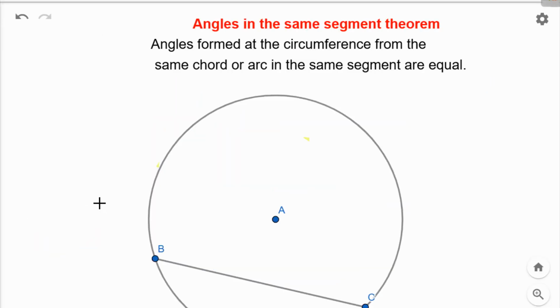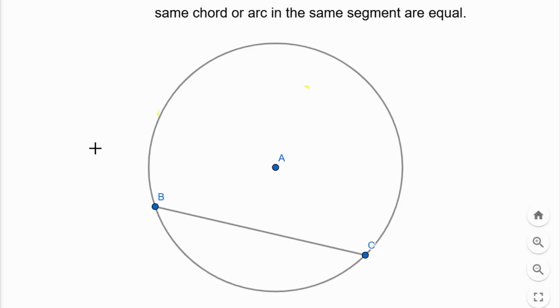The theorem reads: angles formed at the circumference from the same chord or arc in the same segment are equal. I repeat it, in the same segment are equal. So let me circle equal. It means that the angles at the circumference formed from the same chord or arc in the same segment are equal. So we need to create angles at the circumference from this chord, which is BC.